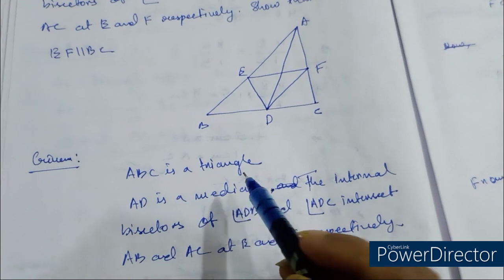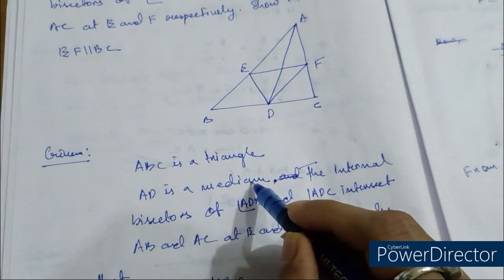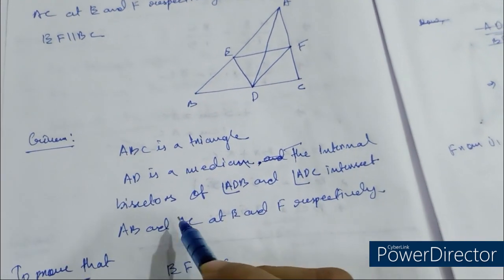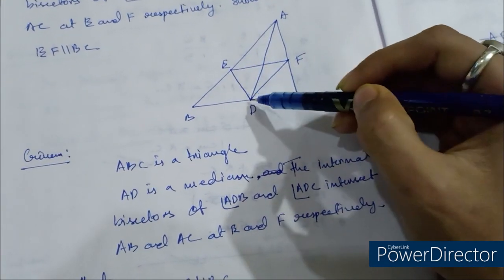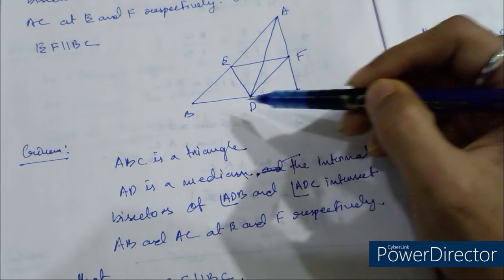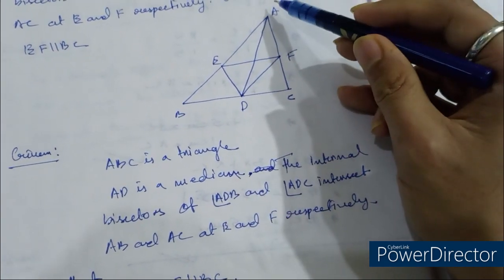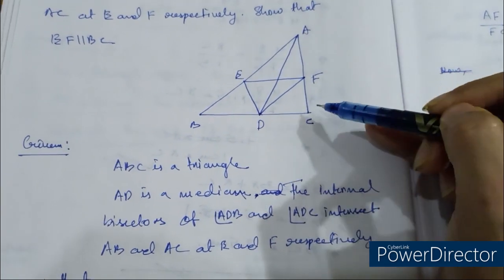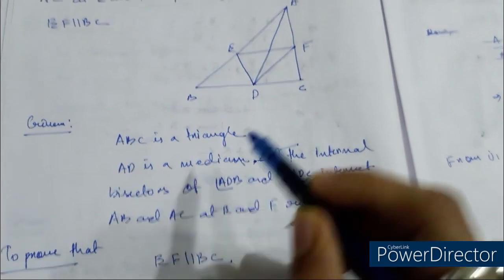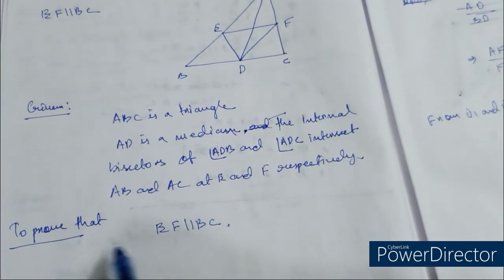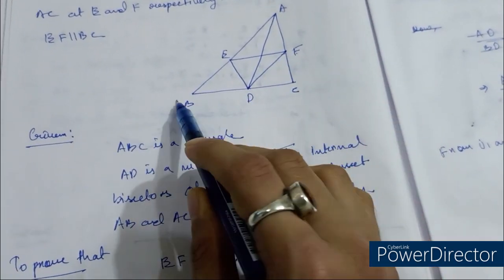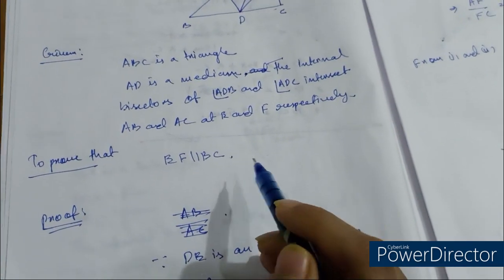So ABC is a triangle, AD is the median. ED is the internal bisector of angle ADB, and DF is the internal bisector of angle ADC. These two internal bisectors intersect AB and AC at E and F respectively. To prove that EF is parallel to BC.